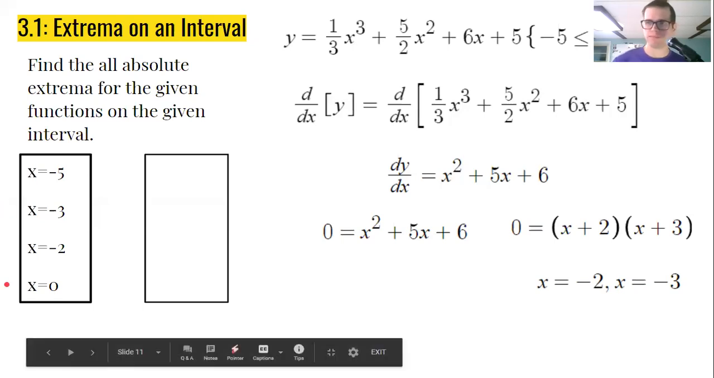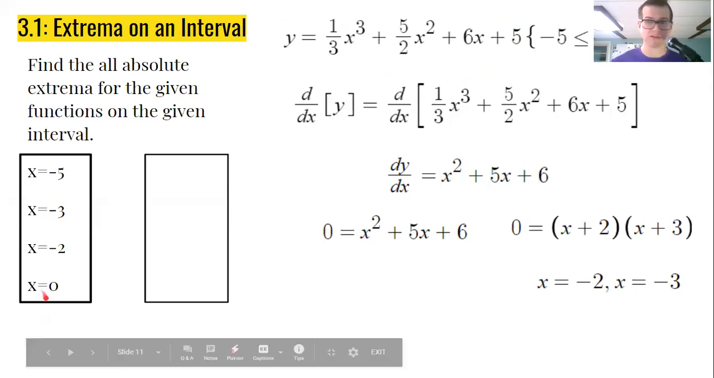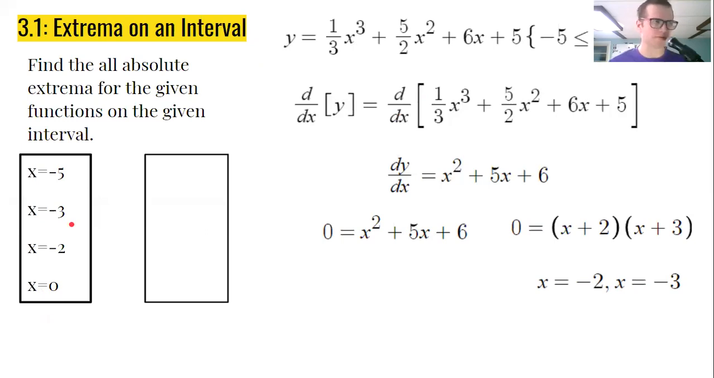So now what we're going to do is, this is actually simpler than you think. We're going to take each x value and plug it back into the original equation. The reason we're doing this is we're going to numerically compare the outputs of these 4 inputs and see which one's the biggest and which one's the smallest. And that's it when we're looking for absolute extrema. So let's do that. We plug in -5. We get y equals -4.167.